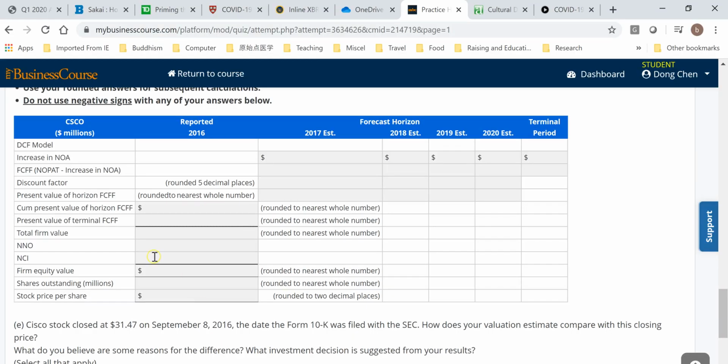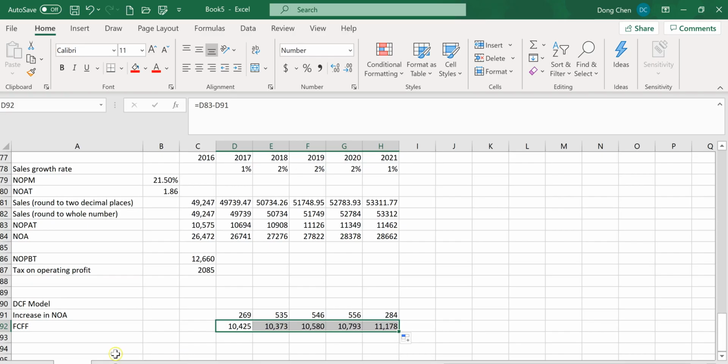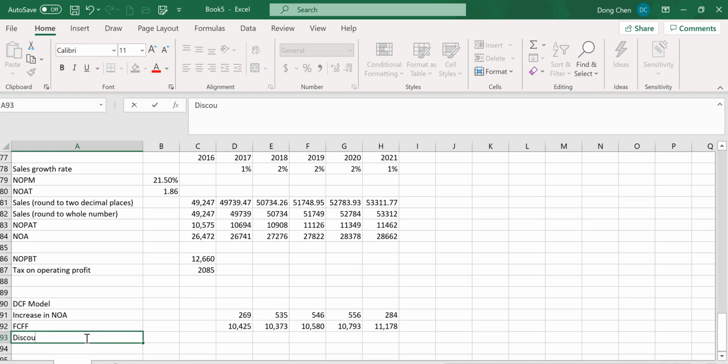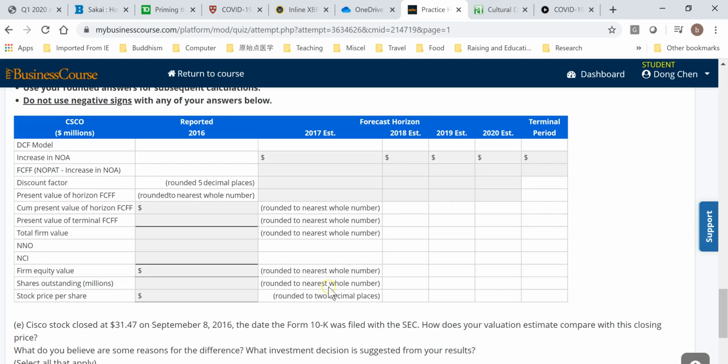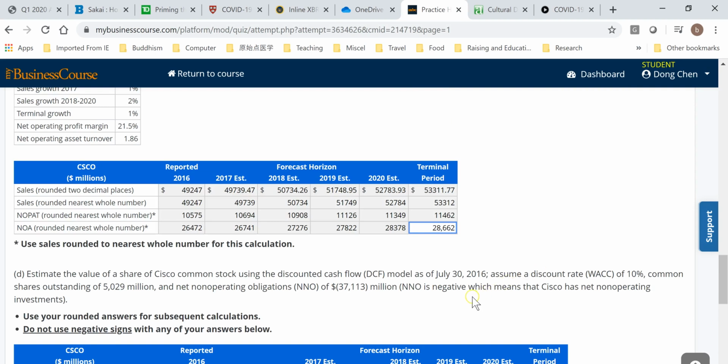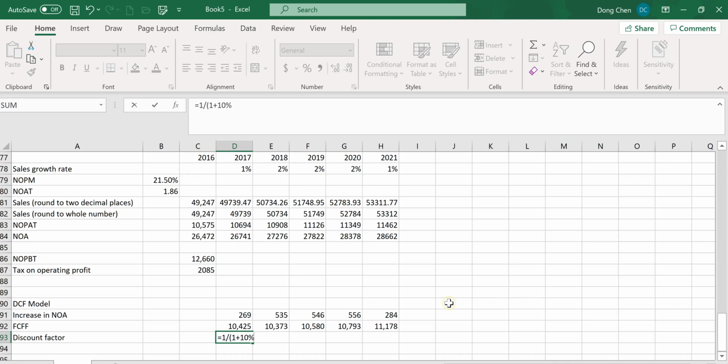Going back here, the discount factor is basically 1 divided by 1 plus 10%. Where does the 10% come from? It's the WACC of 10%, the discount rate. But then I want to add a power, even though here I don't actually need the power for this year. The reason I want to add a power is because I want to pull the cell to the right.